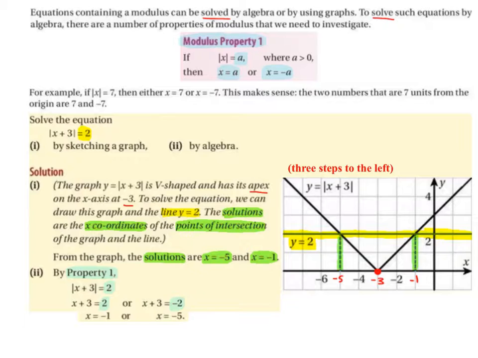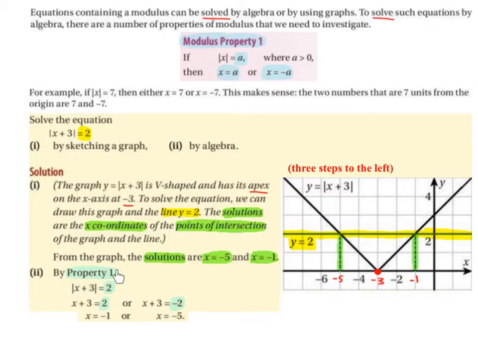So what we did was we took the modulus of x graph, which usually has an apex at 0, 0, and we moved it 3 places to the left. Then we drew in the line y equals 2, and at the 2 points at which it crossed our graph, we dropped perpendiculars down to the x-axis, and we found those 2 points to be minus 5 and minus 1. So part 2, we want to solve by algebra.